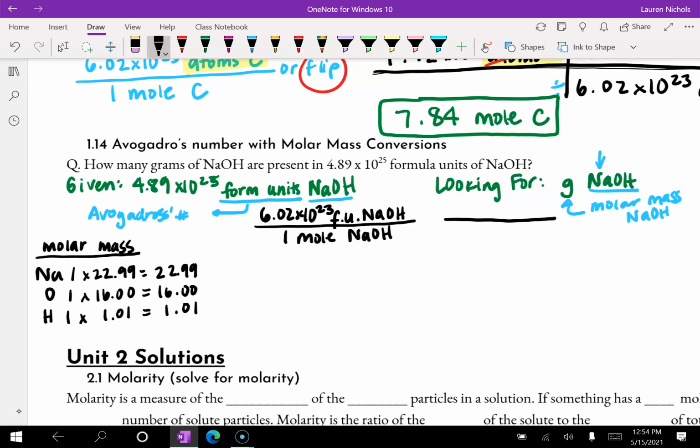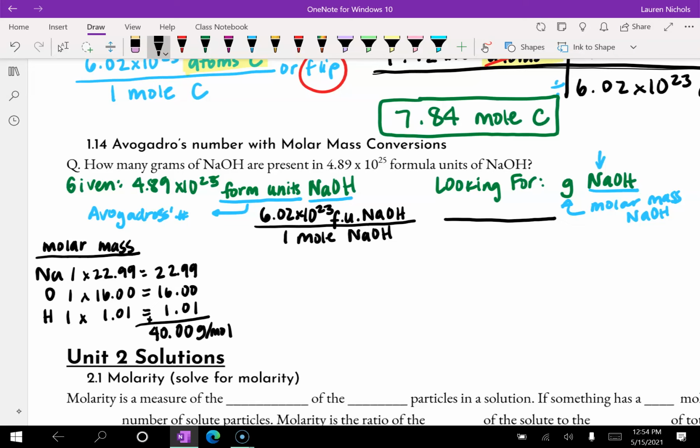But I'm showing all my work to make sure that you all see the work completely shown out, and this is what you want to do as well, because you want to show your teacher that you know exactly what you're doing. And when you add them all together, you get 40.00 grams per mole of NaOH.